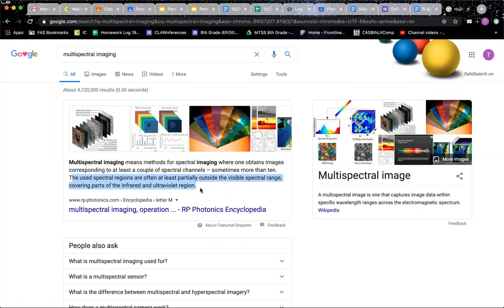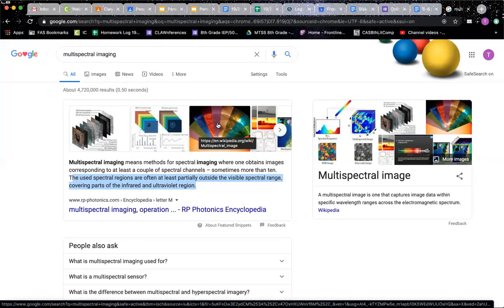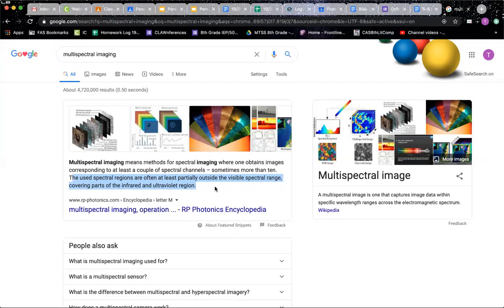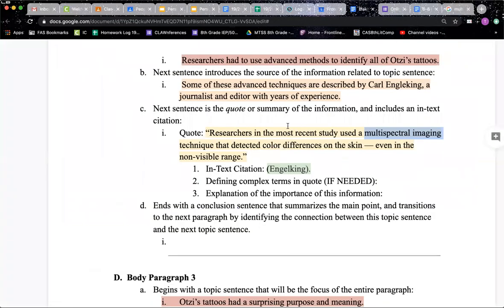There are the colors that we can see, like pink and green and blue and red and purple, but there are different waves of light. That's what spectral means, like the spectrum of light. And there's infrared that we can't see, and then there's ultraviolet that we can't see as well. So I need to somehow define that multispectral imaging is a technique that lets people see things in the infrared or ultraviolet. I think that's what I'm going to add in here.